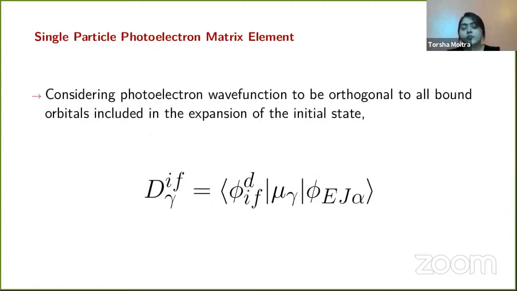Considering the photoelectron wave function to be orthogonal to all the bound orbitals included in the initial state expansion, the conjugate Dyson term vanishes. And then our photoelectron matrix element acquires a very simple notation, which is basically just the overlap of the Dyson orbital and the continuum wave function connected by the electric dipole operator. Here, gamma is the Cartesian component.